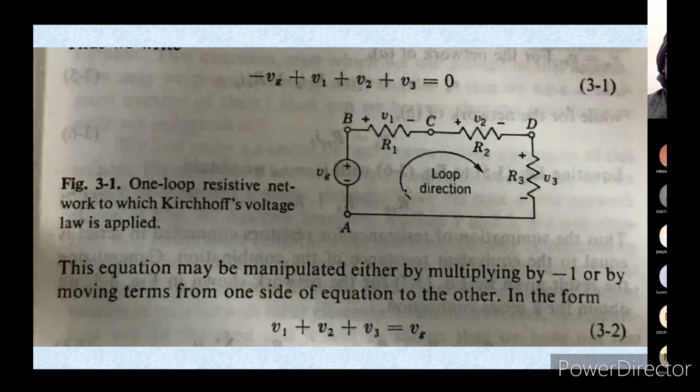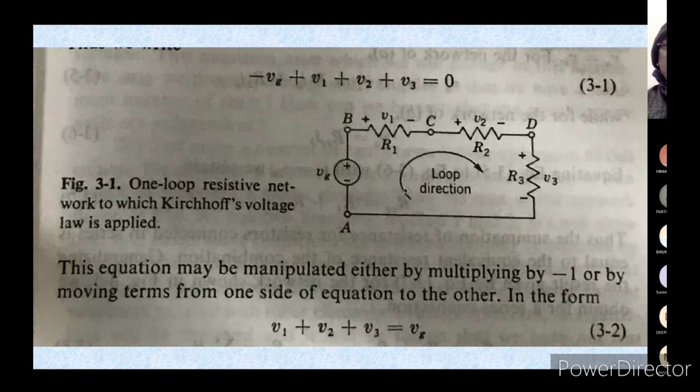So again, you should know the basic laws in network analysis. That is Kirchhoff's laws. Do you have any idea about Kirchhoff's laws? There are two laws. Yes, sir, you have studied them. One is the current law and the other is the voltage law, or loop law.